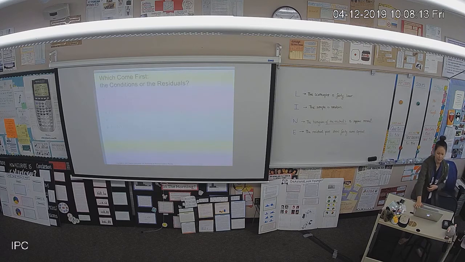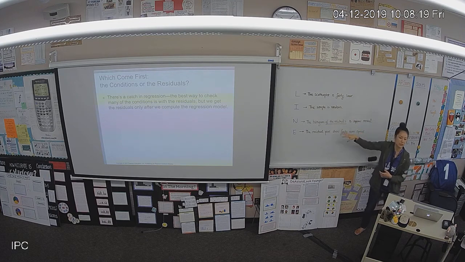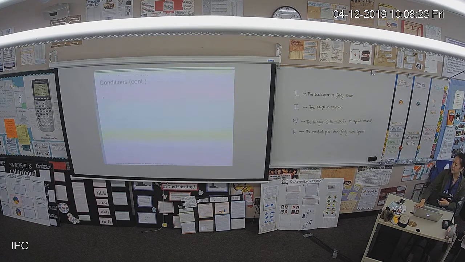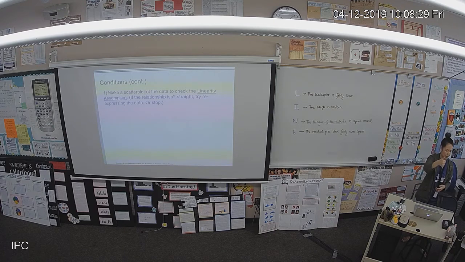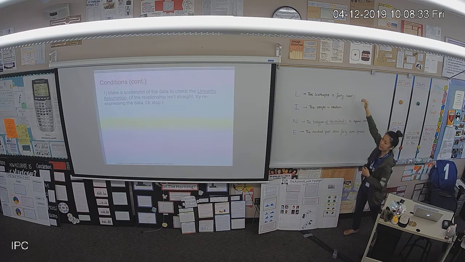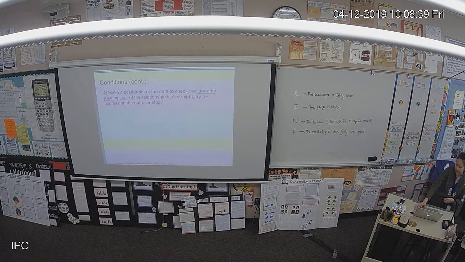Now, the thing with these conditions is you have to check it in a specific order. Because if you don't have a linear scatter plot, it's pointless to do anything with the residuals. So this is the order in which you should do this, your step-by-step. Your first step is to make your scatter plot. Check the linearity assumption first. If it's not linear, then you're going to have to stop or straighten it.